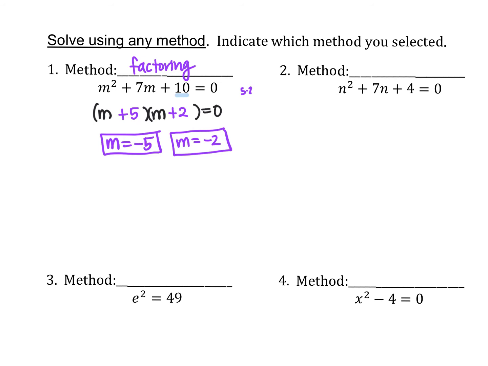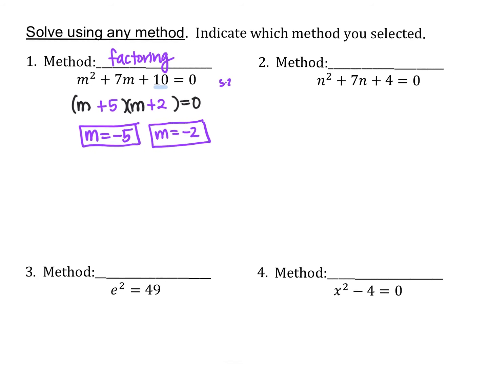Okay, let me go ahead and look at number 2. It's n squared plus 7n plus 4 equals 0. It does already equal 0. So let me try to factor it. Okay, let me look at the last number. I have a 4 there, so what can I multiply to get 4?